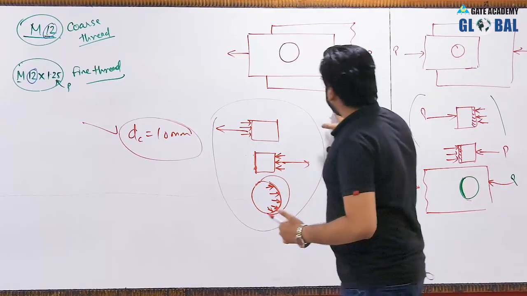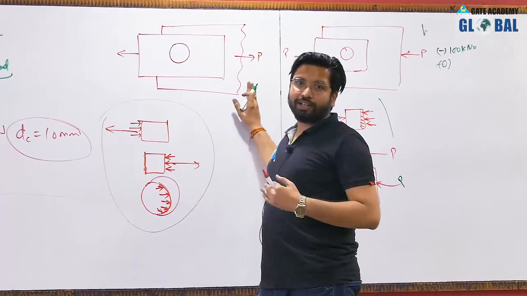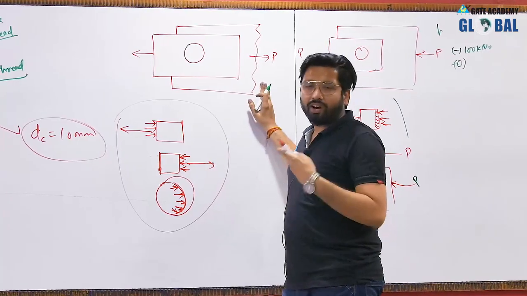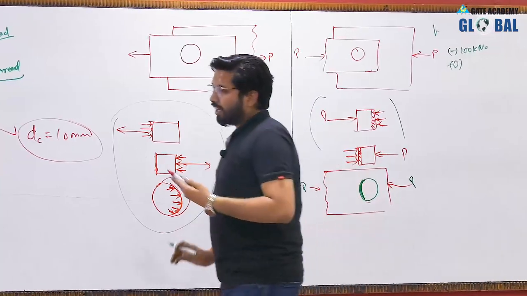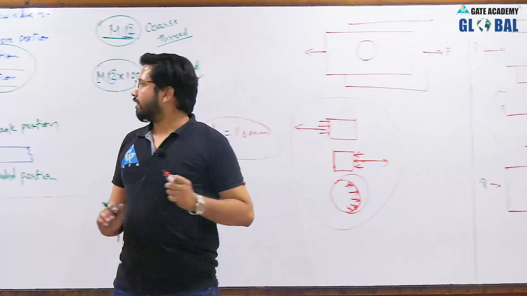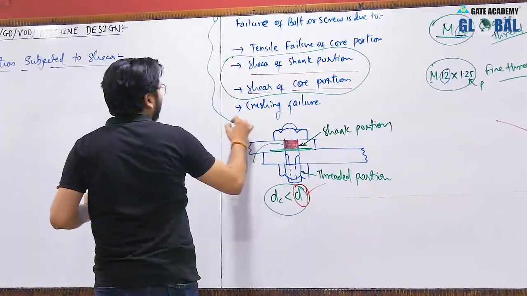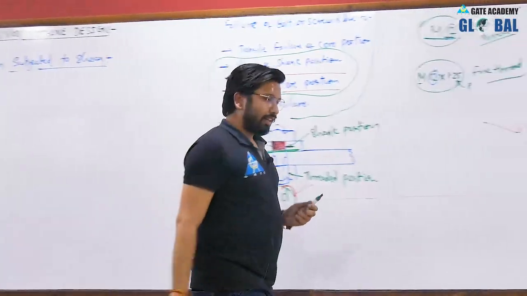In this case, if the load is fluctuating, there will be a failure of joint due to excessive elastic deformation, or if the deformation is plastic in nature, then definitely you will feel the loosening of the connection, and the joint will fail. Clear? So I think all types of failures are very clear. Now let us start with the shear failure again.